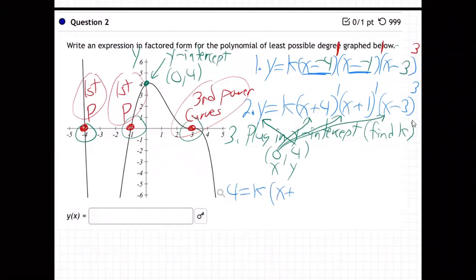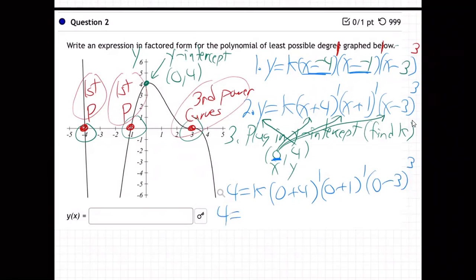K times x plus 0 to the first. Wait, no x's. What am I doing? X is supposed to be 0. I'm just being crazy again. Not a good day for me mathematically. I'm not doing too well here. X is 0, right? I keep doing the wrong thing. There we go. I think it's a little better. My 3 is a little wacky though.